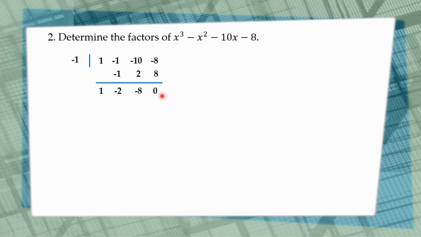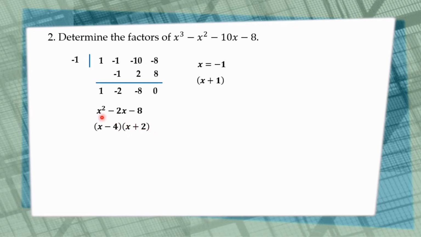Since the remainder equals 0 and x equals -1, x plus 1 is a factor of the given polynomial. So in order to find the other factors of the polynomial, use the Q of x, which is x squared minus 2x minus 8. Then factor. The factors of x squared minus 2x minus 8 are x minus 4 and x plus 2.